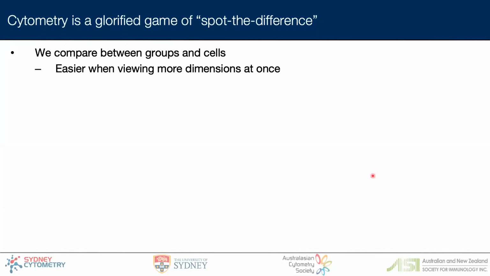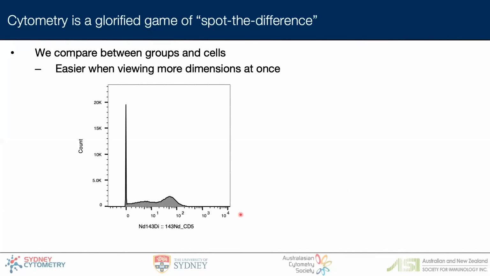When it comes right down to it, cytometry really is just a glorified game of spotting the difference. I think this is probably true for the majority of science as well. With cytometry, we're really just comparing different subsets of cells between groups. This may be between healthy and diseased patients, but we're also trying to differentiate between individual cells to identify different subsets. And this is a lot easier to do when we're viewing more dimensions at a single time. So this is just an example here.